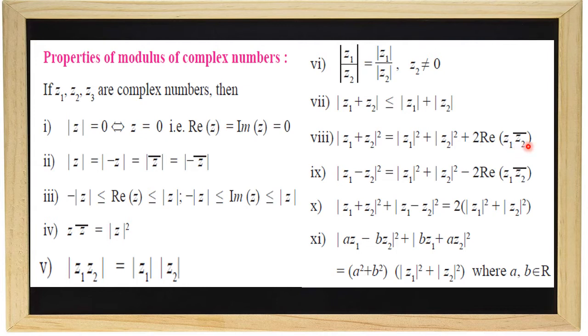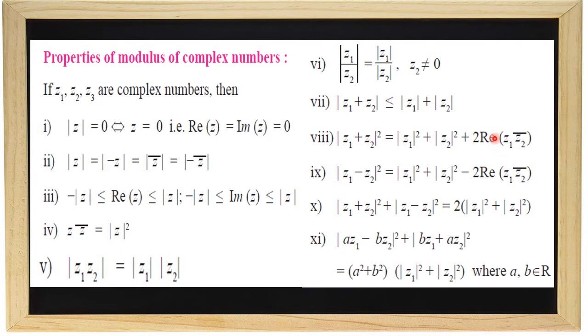And modulus of Z1 minus Z2 the whole square is equal to modulus of Z1 square plus modulus of Z2 square minus 2 into real part of Z1 into Z2 conjugate. Next, modulus of Z1 plus Z2 the whole square plus modulus of Z1 minus Z2 the whole square is equal to 2 into modulus of Z1 square plus modulus of Z2 square, as these two terms will get cancelled.